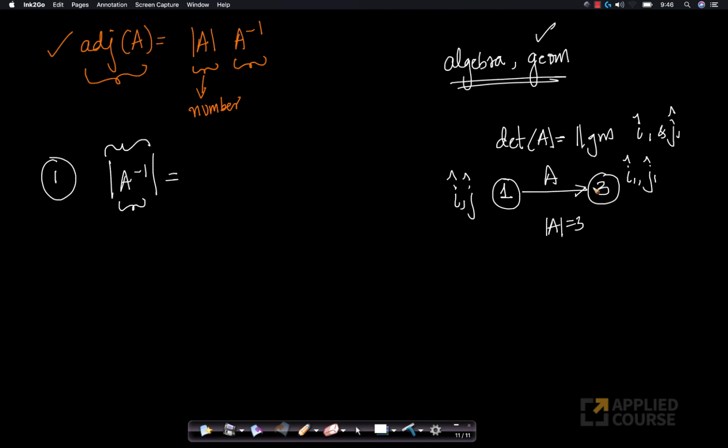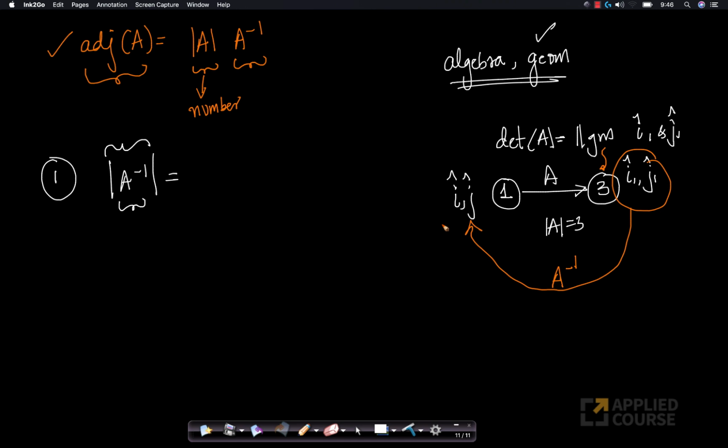Remember that A inverse takes you from this space back to this space. So to go back to I hat and J hat space from I1 hat and J1 hat, you would perform the A inverse transpose. And when you perform the A inverse transpose, because the area got tripled here, look at this. Let's assume that while going from I hat and J hat to I1 hat and J1 hat, the area of the parallelogram literally tripled.